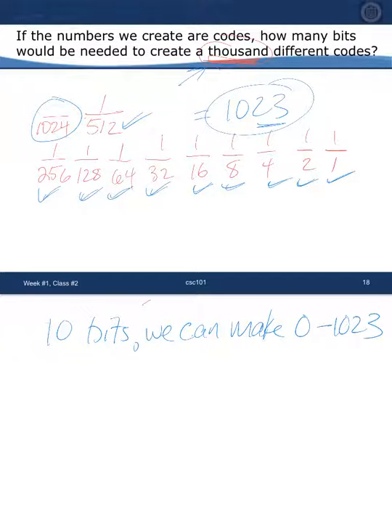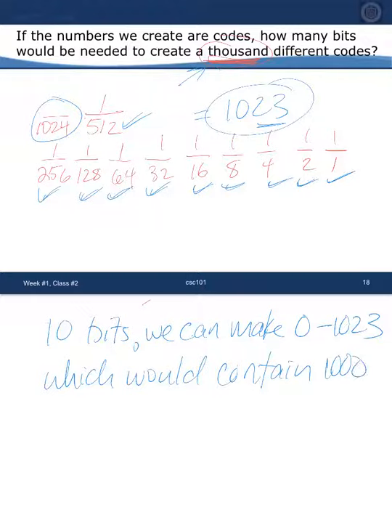And that, of course, does contain 1,000 different numbers or codes, if I'm thinking about these as some sort of a way of encoding something. I would need 10 bits, 10 blanks, or 10 zeros and ones in order to have 1,000 different codes.